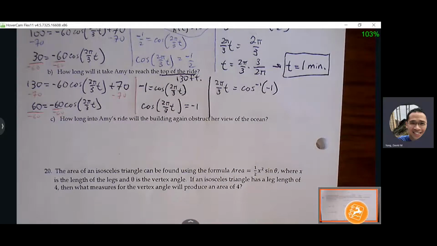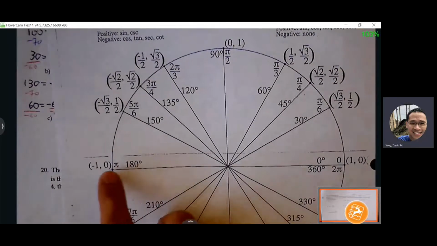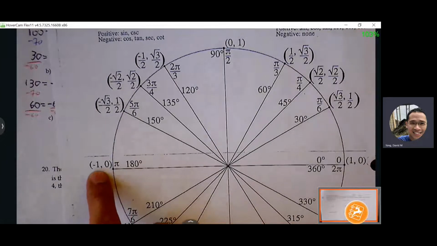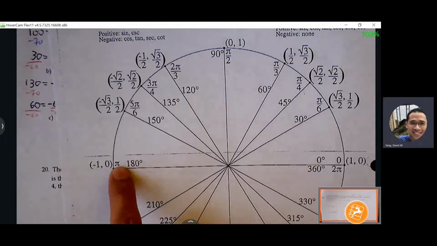When is cosine... Say it again. Cosine of theta is equal to negative 1 when theta is pi, right? You guys okay with that?